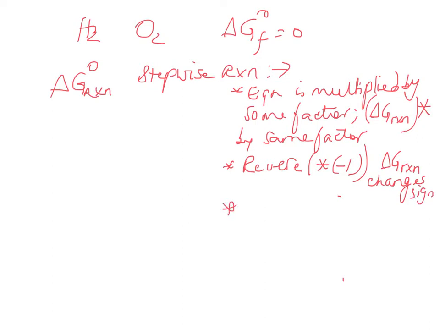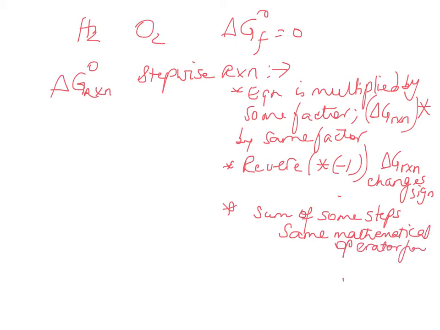And then a chemical equation which can be expressed as a sum of some steps. If you're adding equations, then you must carry out the same mathematical operation for the delta G reaction as well. So if we follow that, hopefully we should be able to carry out a math problem based off of that. So let's try to apply this to a problem here.